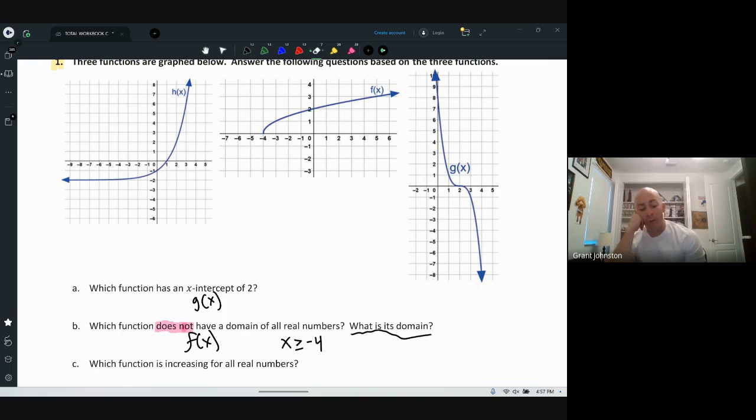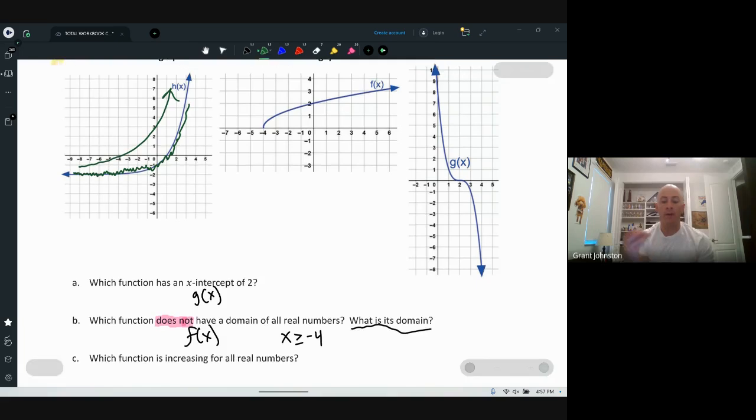Which function is increasing for all real numbers? So which one's increasing for all real numbers? Now this one's kind of tricky. Now G, remember you got to read these left to right. So I already said off the bat, H is increasing for all real numbers, right? If I read it left to right, it's always going up. So H of x.